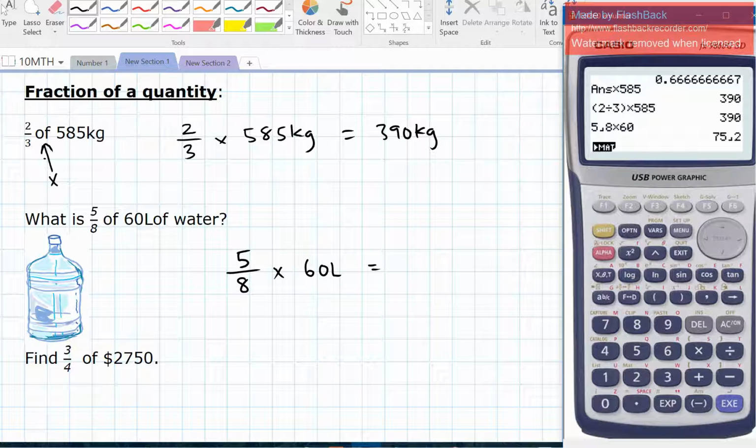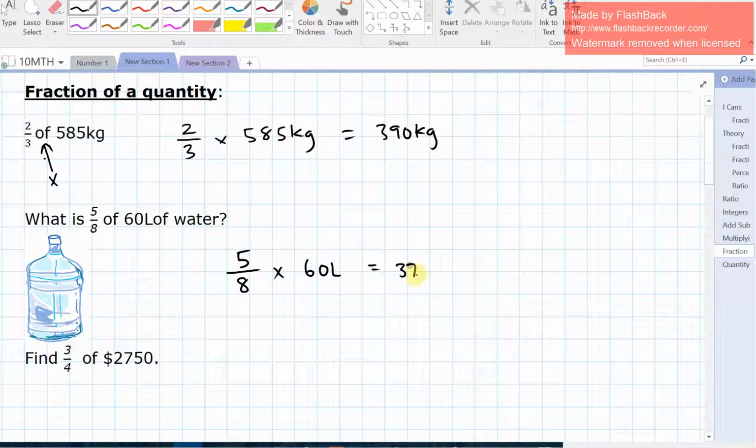Now you notice, because I used the fraction button, it will give the answer as a fraction. To change that to a decimal, because we're dealing with 60 litres, so our answer is going to be in litres, remember we can just use the FD button. So if you press the FD button now, it will change that to a decimal. So 37.5, and don't forget your units. So we're starting to get into a little bit of the word problems here. So our answers need to make sense, and we need to remember our units.